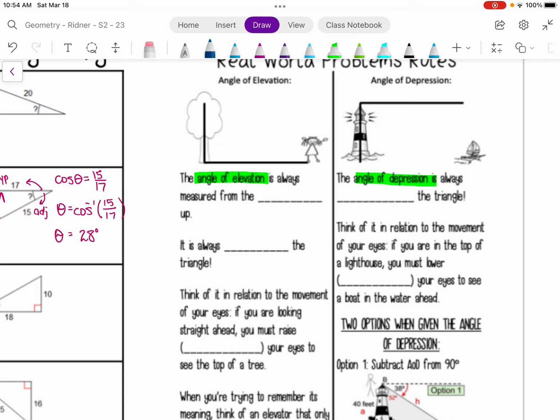Okay, angle of elevation is always measured from the ground up. So there's the little girl, there's your triangle. It's always right there. Okay. Whereas angle of depression is always above the triangle. So what's that look like? So you're thinking about from this ship here. Angle of depression starts at the top and goes down. Okay, so it's right there.